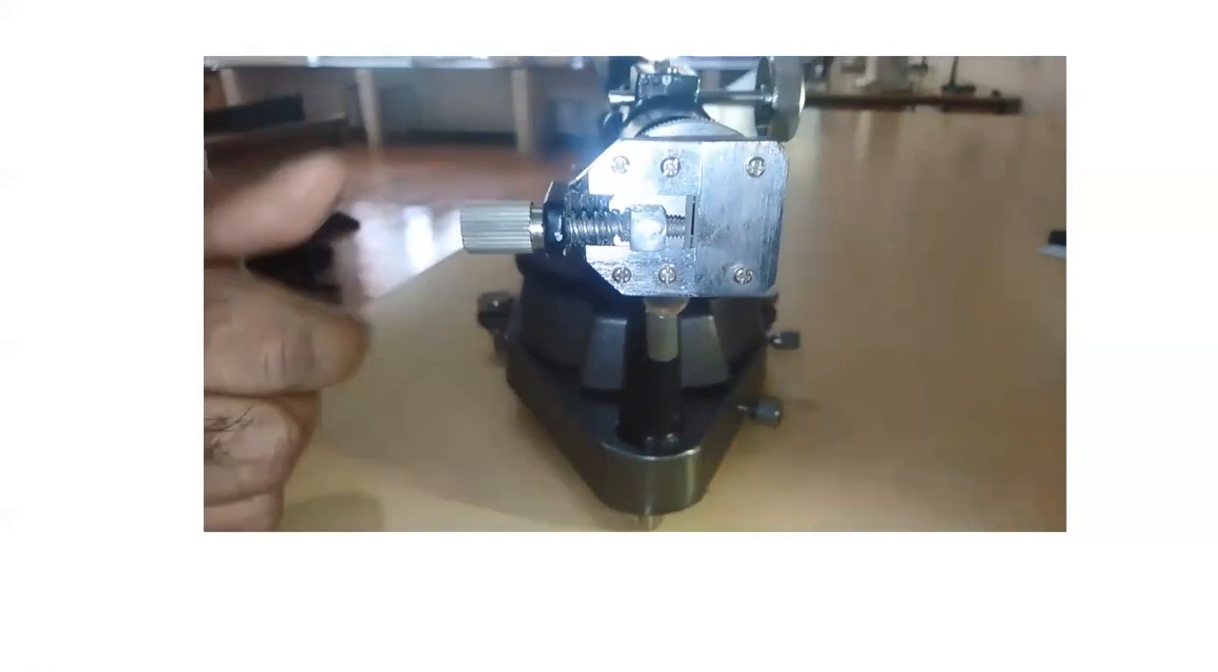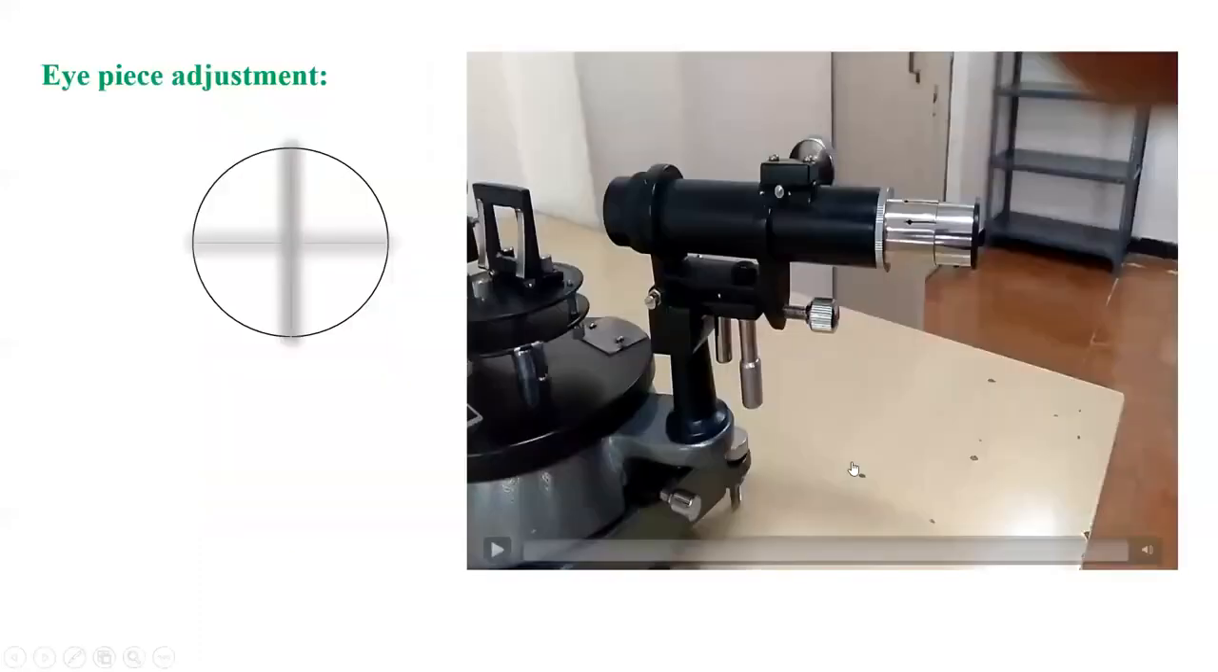So we have to optimize the width of the slit between the brightness of the spectral line and the sharpness of the spectral line. Now we have to make the three principal adjustments of the spectrometer before using the spectrometer for experiment purposes. The first one is eyepiece adjustment.